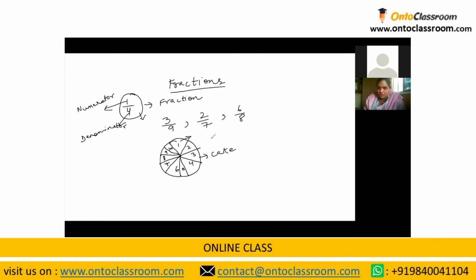So the denominator will be 10. That will be the number of total parts. And how many parts are we taking into account? One, this single part. So 1/10. Suppose you have given this one piece to your best friend. If you are asked what fraction of the cake you have given to your best friend, that will be 1/10. Is it okay?